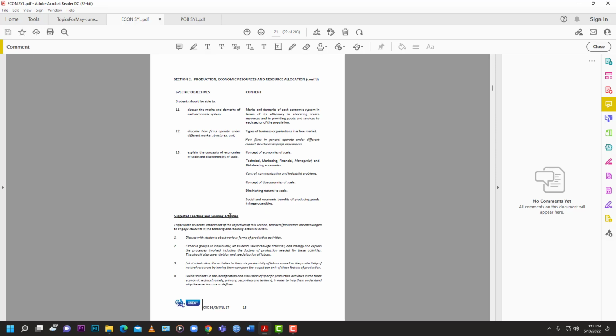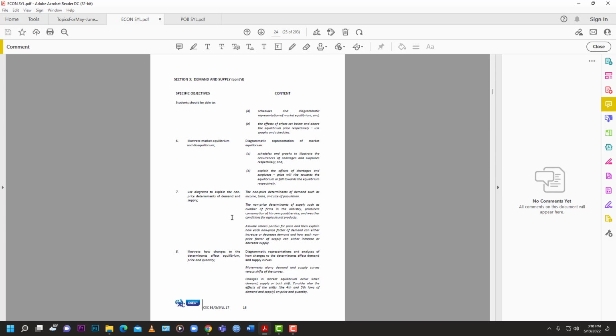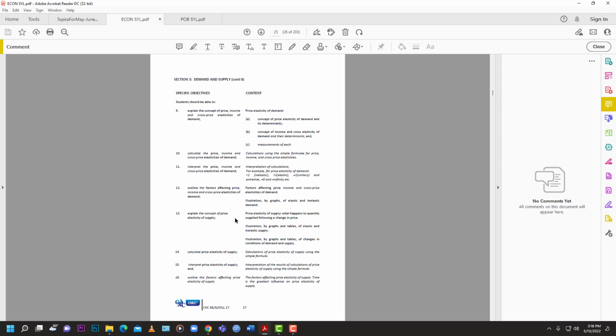Then we're looking at, let's see, section three, demand and supply is going to be there. So make sure you know all of your demand curve, supply curve, equilibrium price, equilibrium quantity, how to draw them, how to interpret them, that kind of thing, right? So you have to know your diagrams, know how to label them, know about the shift versus the movement, the factors affecting demand and supply, all those things. So make sure you know all of them. You have the elasticities of supply right there, cross elasticity, income elasticity, etc.